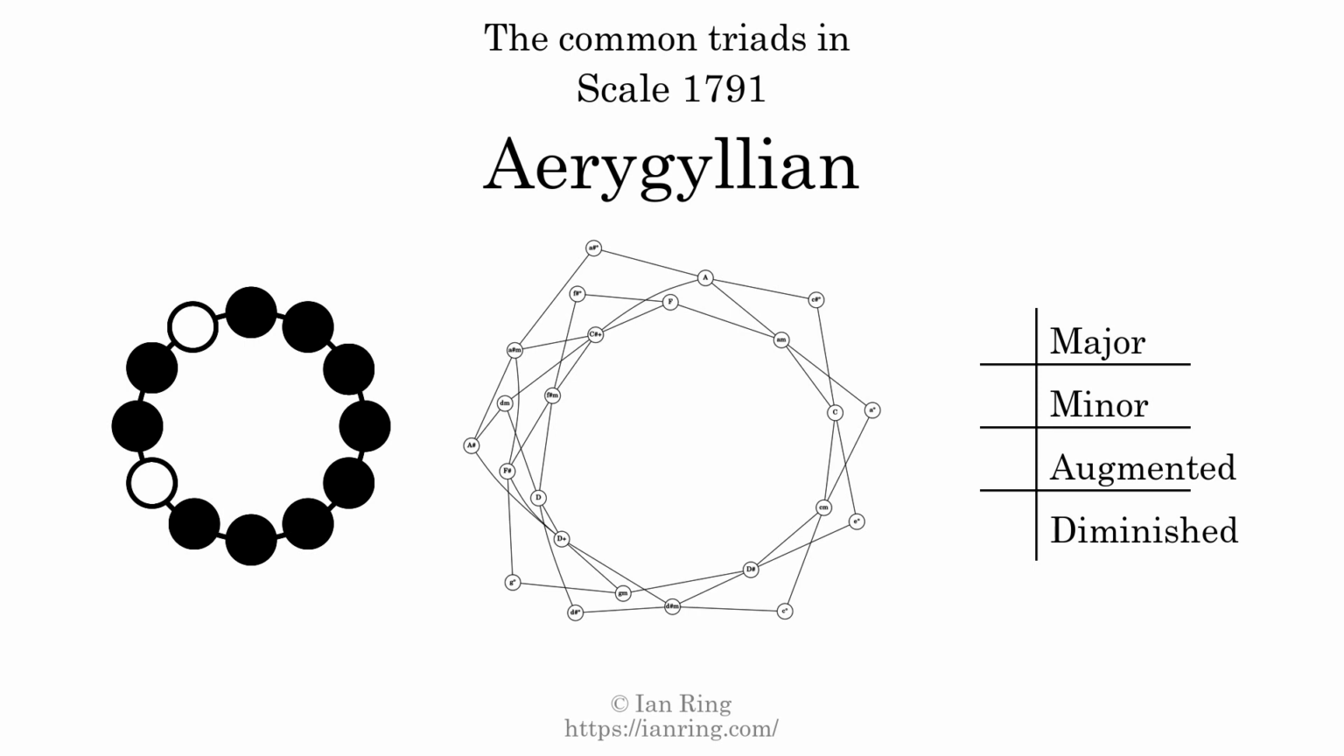Here are the common triads present in this scale. The diagram in the center is a graph of parsimonious voice leading between triads. There are 7 major triads. There are 7 minor triads. There are 2 augmented triads. There are 8 diminished triads. Here is a Hamiltonian path of parsimonious voice leading that uses all the triads.